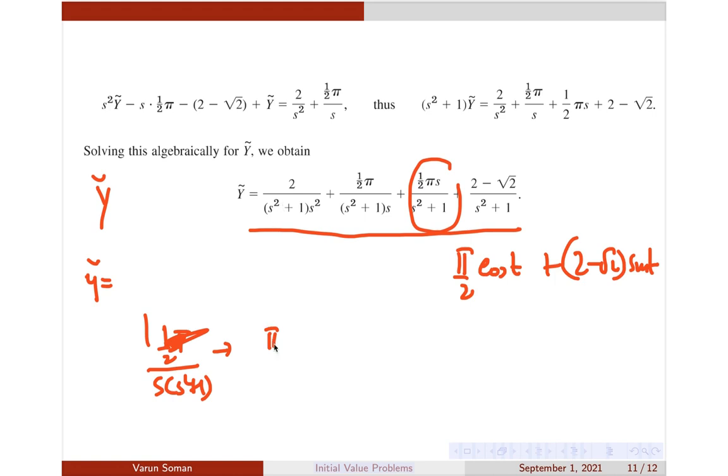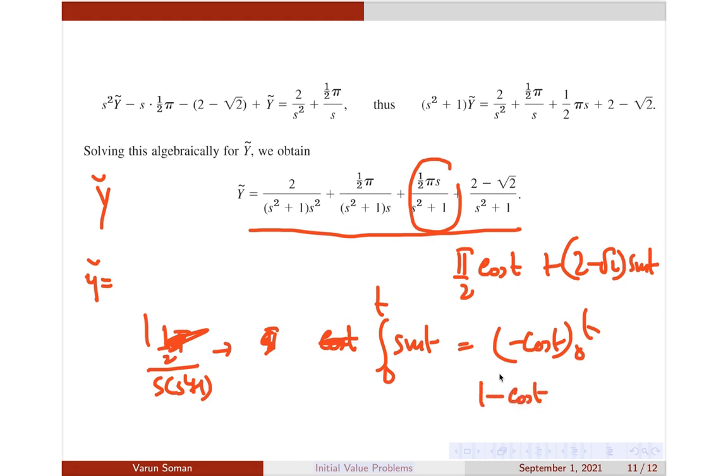So what is the inverse transform of 1 by s into s square plus 1? First you find the inverse transform of 1 by s square plus 1, which is nothing but sin t. Then you integrate it from 0 to t, just as I taught you. It is minus cos t in the limits 0 to t, so it is 1 minus cos t. So here you will be getting pi by 2 into 1 minus cos t, and this cos t and this cos t would be cancelling out.